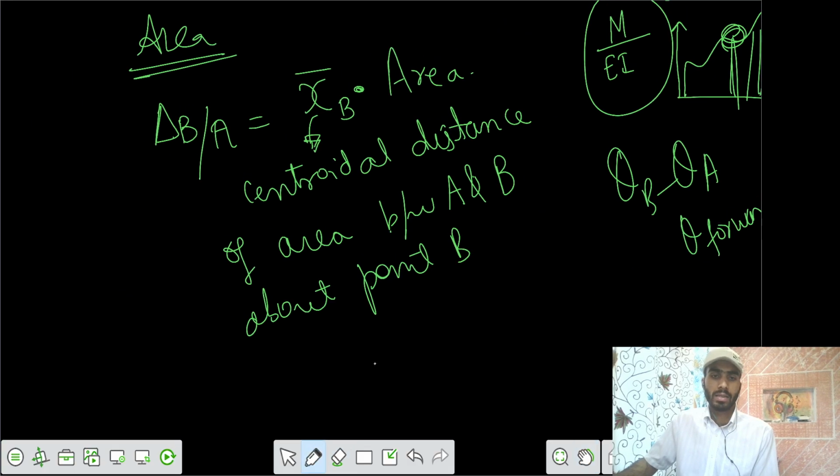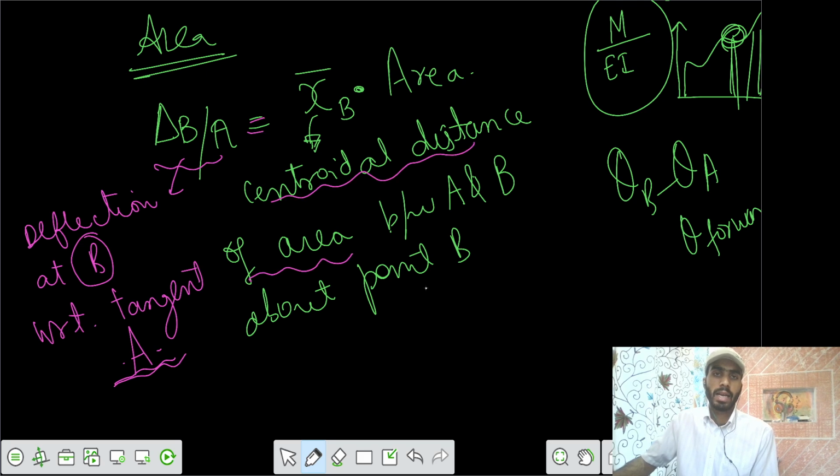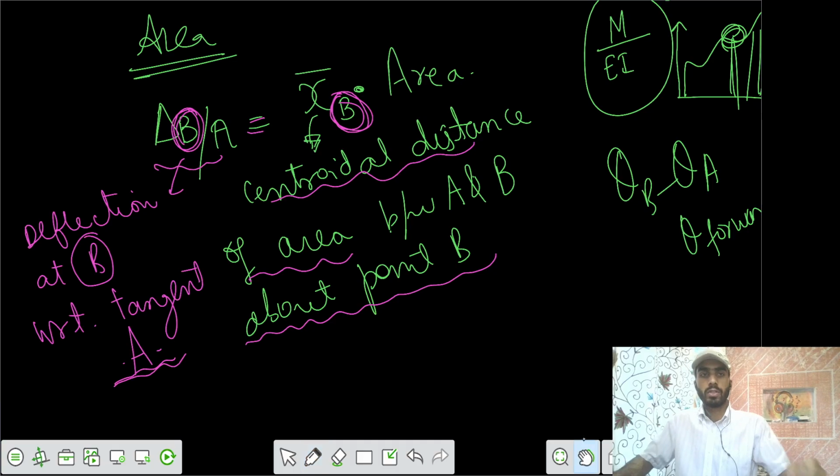And this statement means deflection at B with respect to tangent at A. If you draw a tangent from A, then with respect to that tangent at A, what's the deflection at B? That equals the moment of the area between points A and B about point B, about which you have to calculate that deflection. Delta B, here it should be the centroidal distance about point B. So this is your theorem number two.